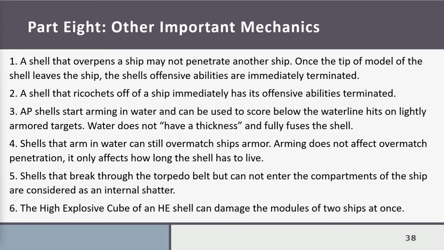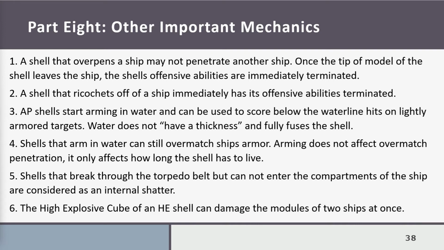Shells that break through a torpedo belt but cannot enter the compartments of the ship are considered an internal shatter. You may have received that ribbon before when you're shooting at a target. That's what that's from. The high explosive cube for HE shells can damage the modules of two ships at once. This is the only time a shell can double dip, basically damaging two different boats at the same time.